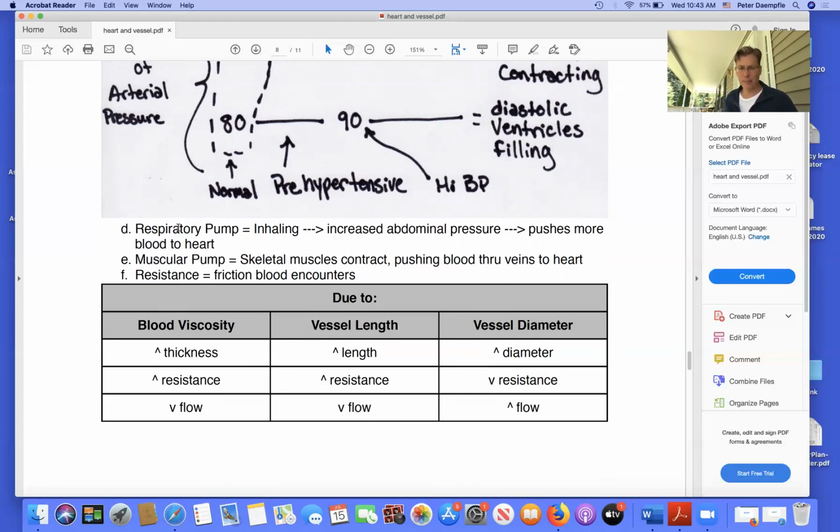You are increasing your abdominal pressure and pushing more blood around the heart, moving blood further, and making the heart work a lot less. Deep breaths help the heart work less. That is known as your respiratory pump.